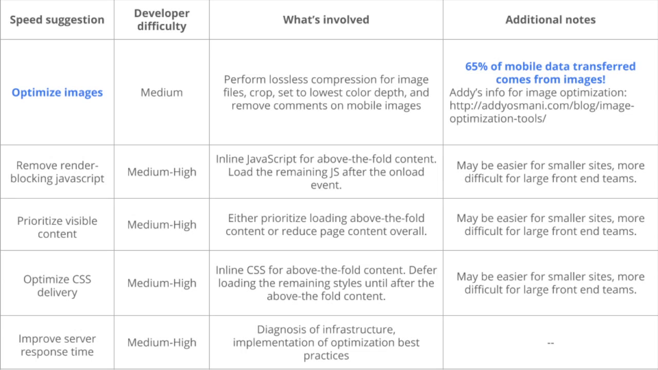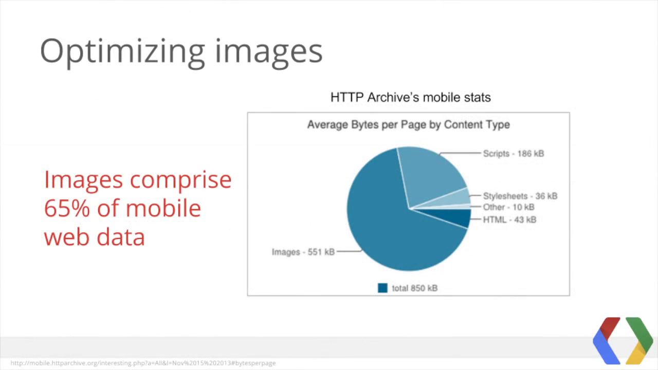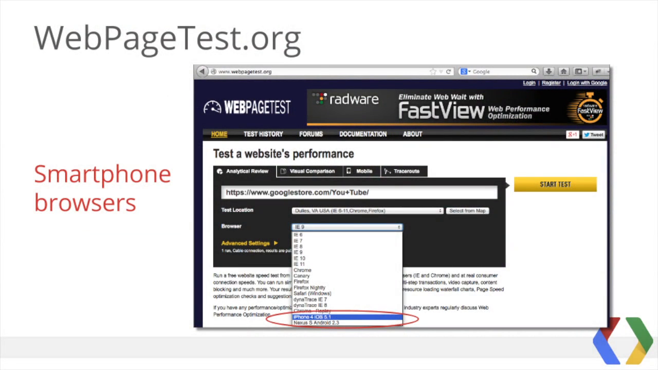Optimizing images isn't quite as simple as some of the other speed suggestions on the previous slide, but it can have a large impact. Images comprise 65% of mobile web data. Optimizing these resources can reduce download time and ultimately load pages faster. The main takeaway from all of this is that if you have a high traffic mobile page with red exclamation mark speed suggestions of low developer difficulty, it would be great for your visitors and for your business to correct them. But for further inspiration, let's check out webpagetest.org.